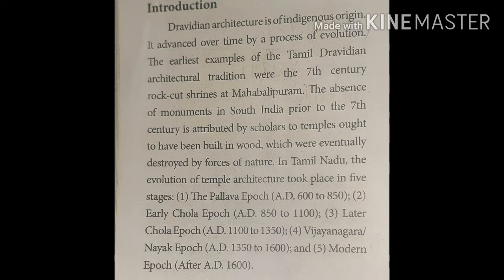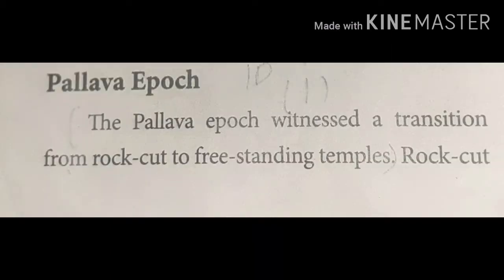So, it has taken changes in 5 stages: the Pallava epoch, the early Chola epoch that took place between 850 AD to 1100, the later Chola epoch between AD 1100 to 1350, the Vijayanagar Nayak epoch between AD 1350 to 1600, and the modern epoch after AD 1600. Next we are going to see about the Pallava epoch. Epoch is nothing but an era.